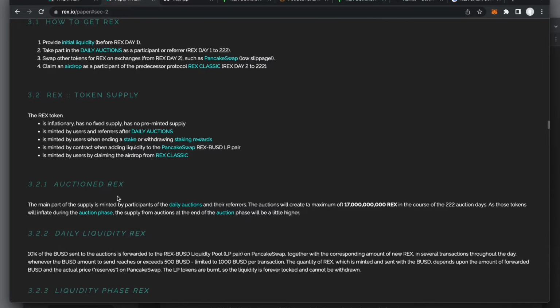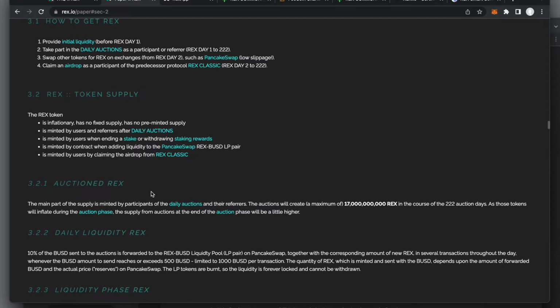All right, token supply. The REX token is inflationary. It has no fixed supply and no pre-minted supply. It is minted by users and referrers after the daily auctions. It is minted by users when ending a stake or withdrawing staking rewards. It is minted by the contract when adding liquidity to the PancakeSwap REX BUSD LP pair. And it is minted by users by claiming the airdrop from REX Classic.